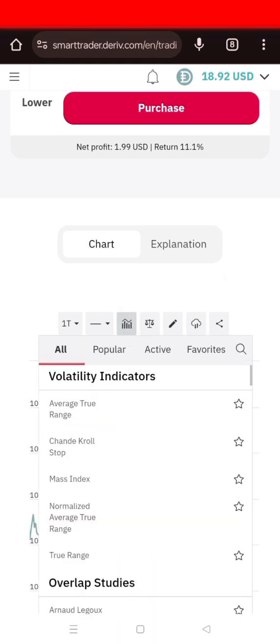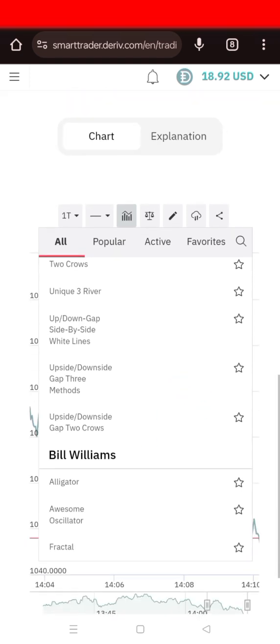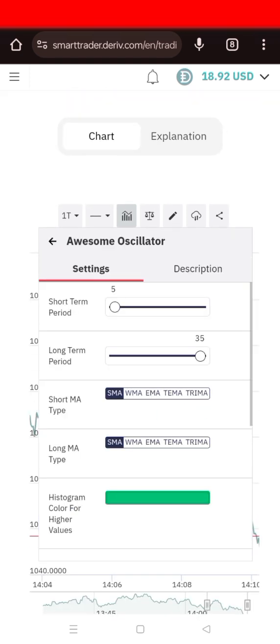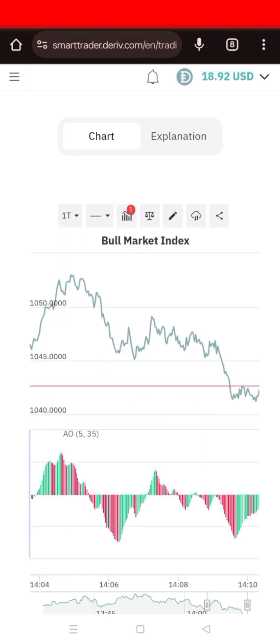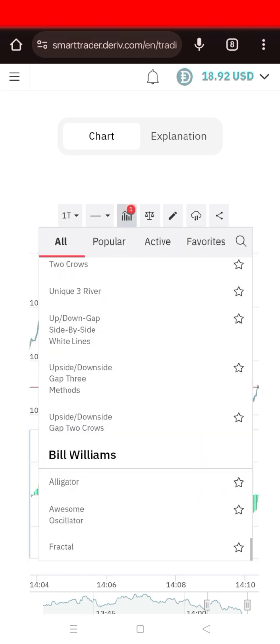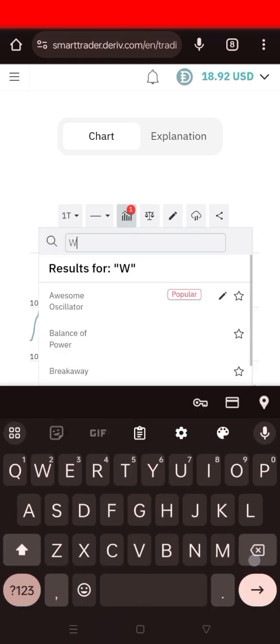So you can literally just search or scroll. It's usually among the last, second last. So that's it, nothing to change here. Just press OK, and then add another indicator which is called the Exponential Moving Average.